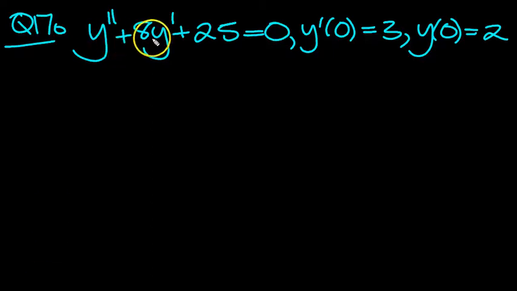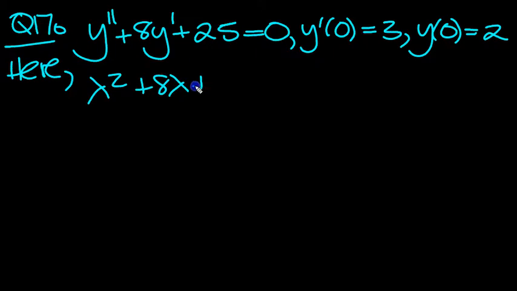y double dashed plus 8y dashed plus 25 equals 0, and we've got these initial conditions. Let's write down the associated auxiliary equation here then. Lambda squared plus 8 lambda plus 25 equals 0. Now let's use the formula to solve it.